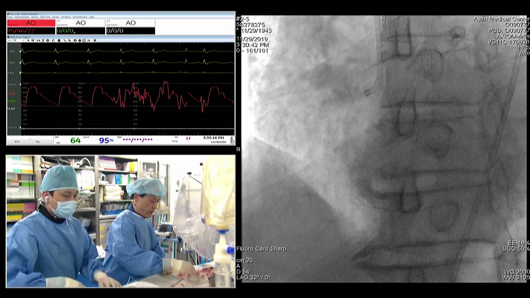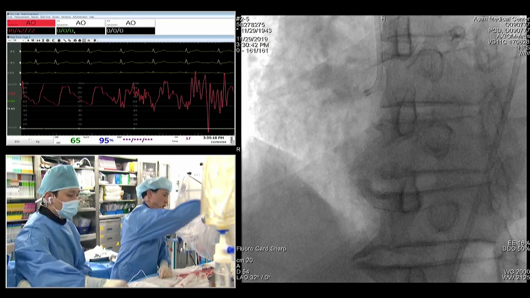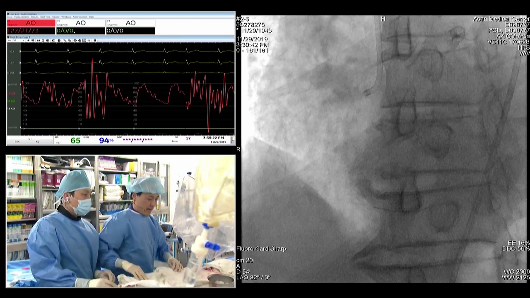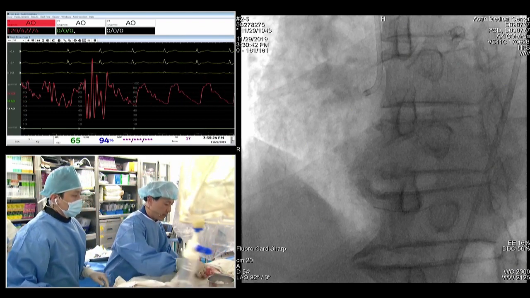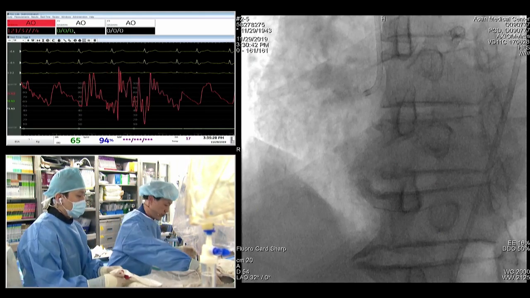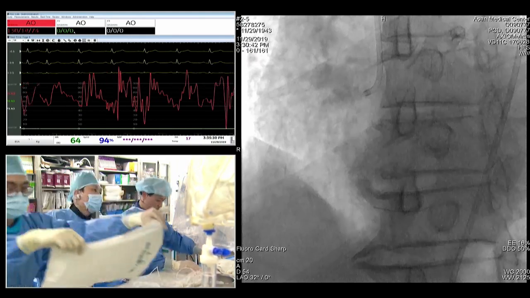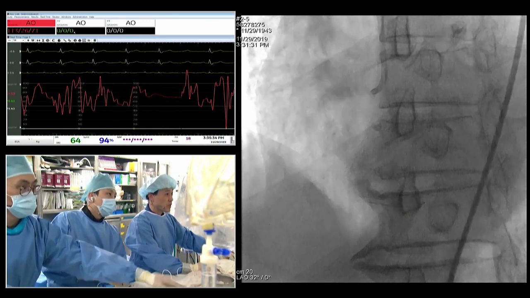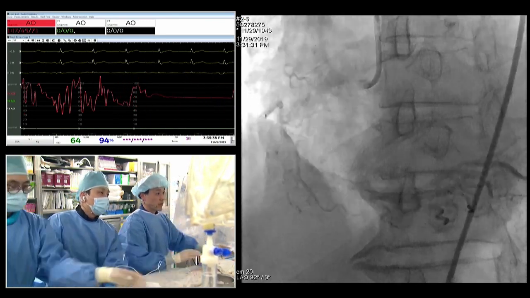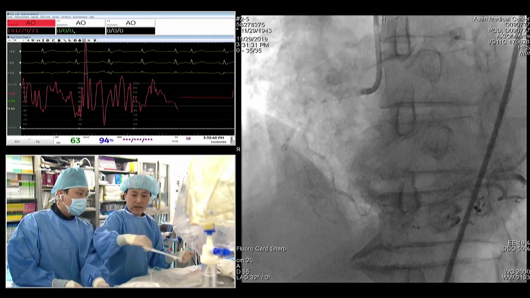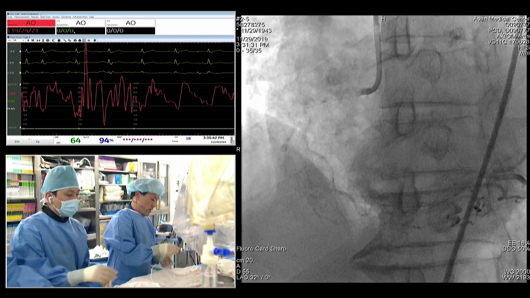Okay, so I'm going to hide this wire, and I'm going to use this rotofloppy wire to act like a buddy wire because the guide catheter is not completely stable. So we're going to give a little puff right here just to make sure there's no disaster. Test, please. Great, okay.